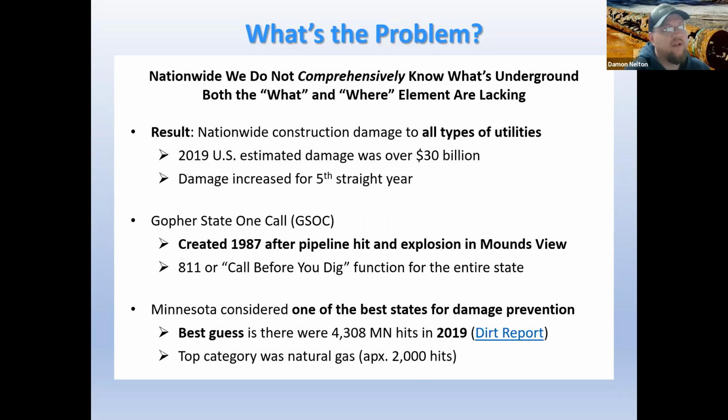And although Minnesota is considered one of the best states in the union for damage prevention, things are less than perfect 30 years after Gopher State One Call came into existence. In 2019, the last year for which we have complete numbers, our best guess is that there were 4,300 hits on buried utilities in Minnesota. Of these hits, the top category was natural gas, with approximately 2,000 hits.